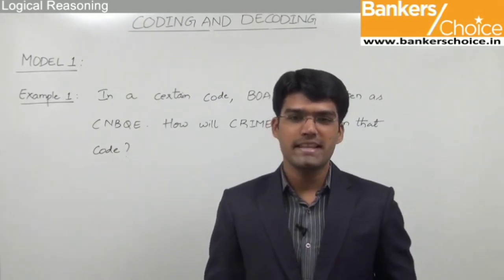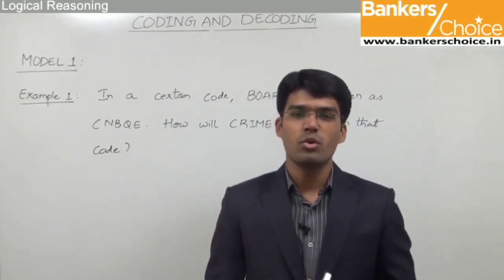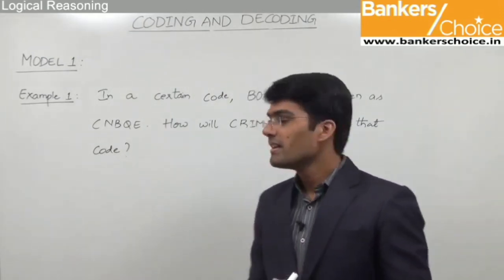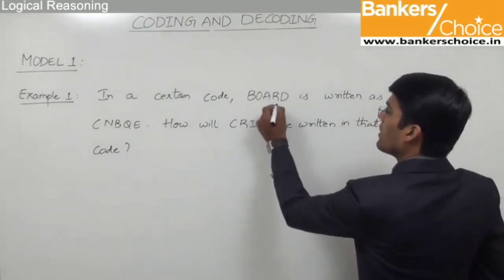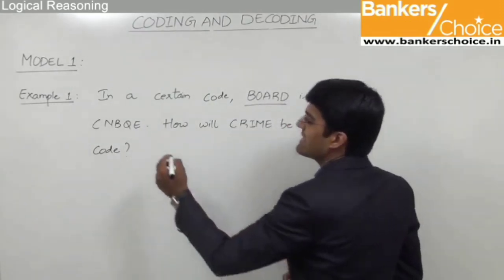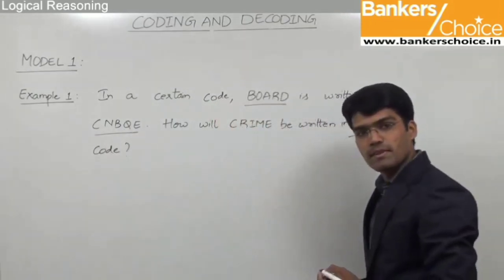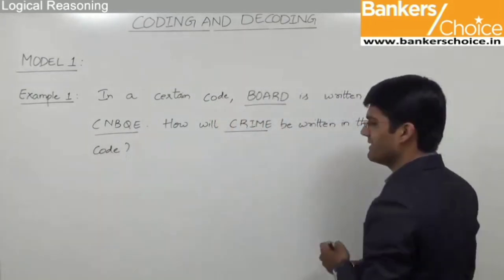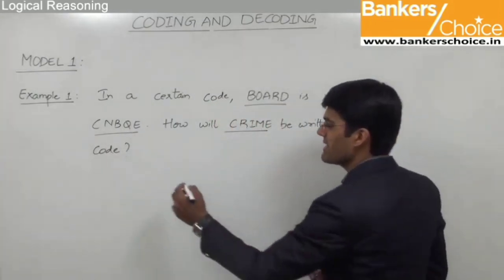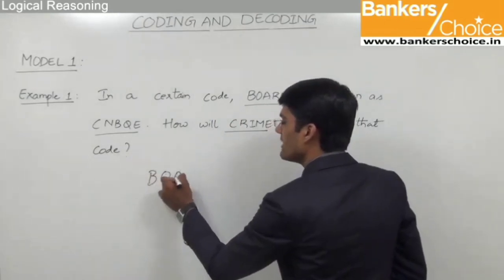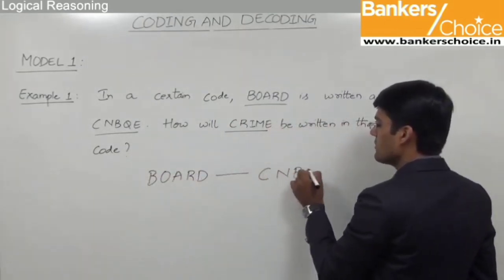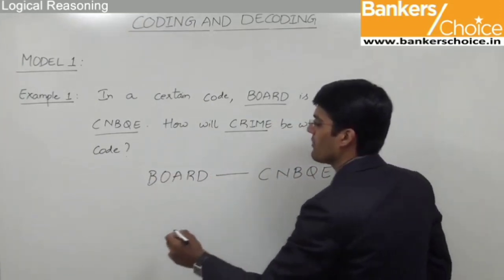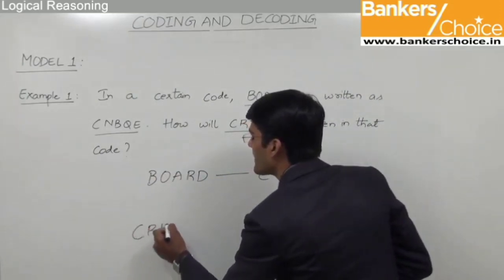Let us now take an example from the various models of coding that we have just discussed. The question here is, in a certain code, the word board is written as CNBQE. So how will crime be written in that code? So the question says the word board is taken as CNBQE, and we need to find out the code for crime.